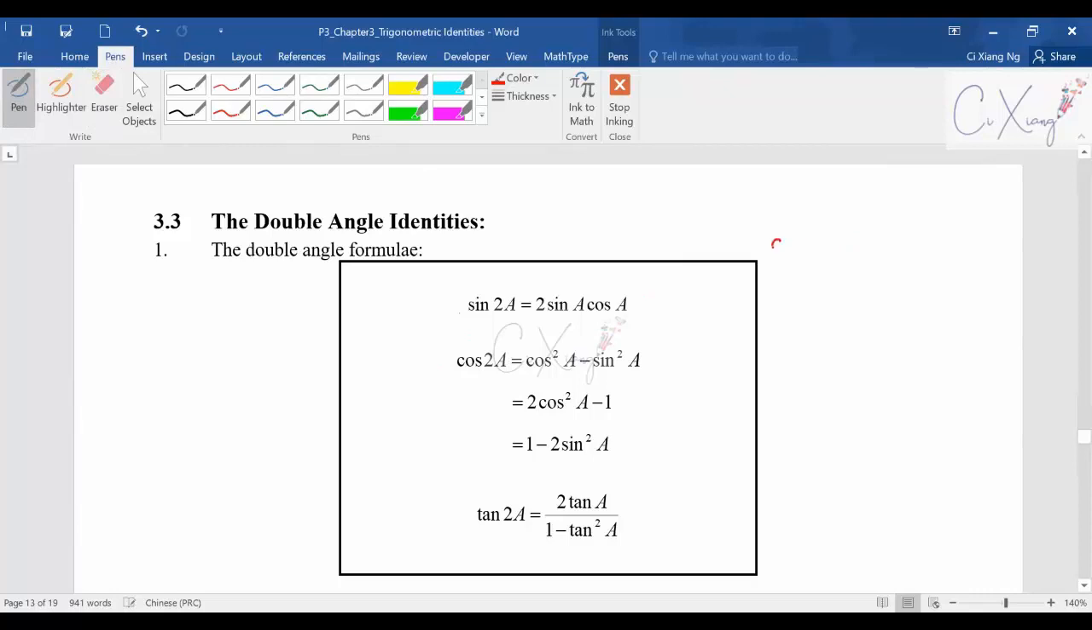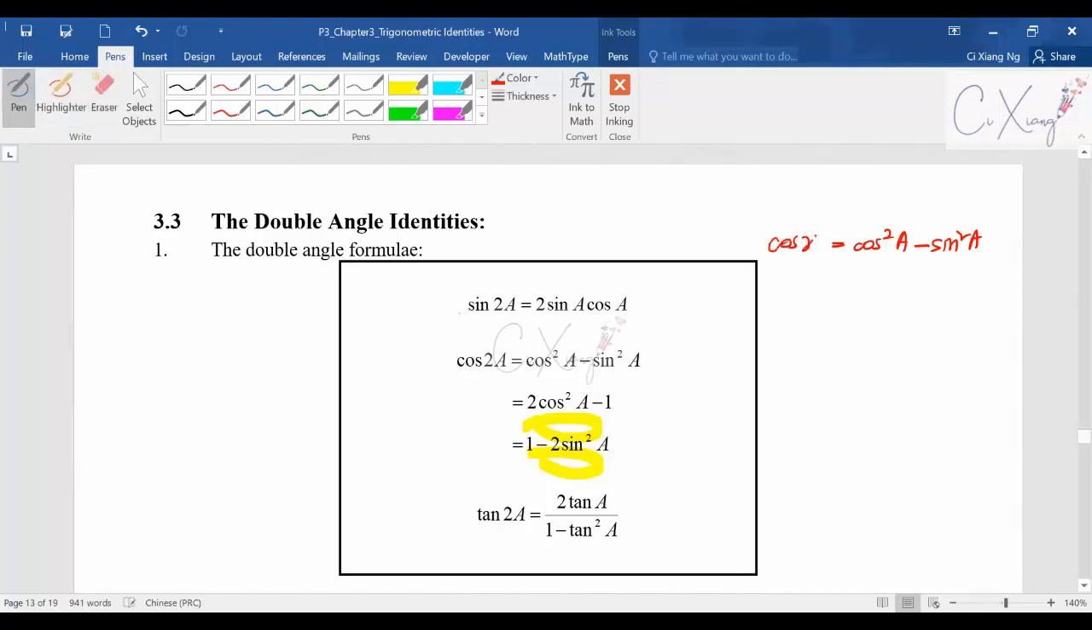For cos 2A, from the double angle formula, you'll have cos squared A minus sine squared A. This first formula comes from replacing the B in the compound angle formula. But for cos 2A, if you look at our notes here, there are another two forms, so in total there are three different equations. So cos A, sorry, it should be cos 2A. I'm so sorry for that.